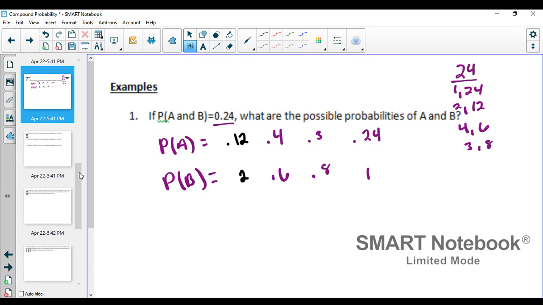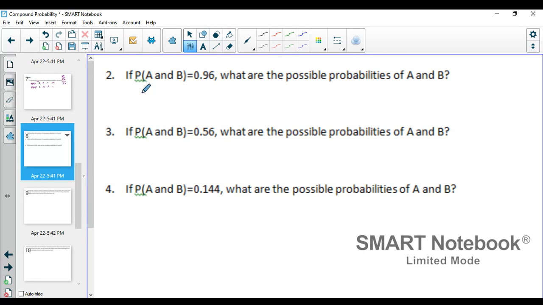All right. So we have some more. So you have the probability of A and B equals 0.96. So we need the factors of 96 that, when we multiply them, equal 96. I'm just going to cheat and use a calculator to get the factors of 96. Save some time here. All right, so 16 and 6, so we could do 0.16 and 0.6.